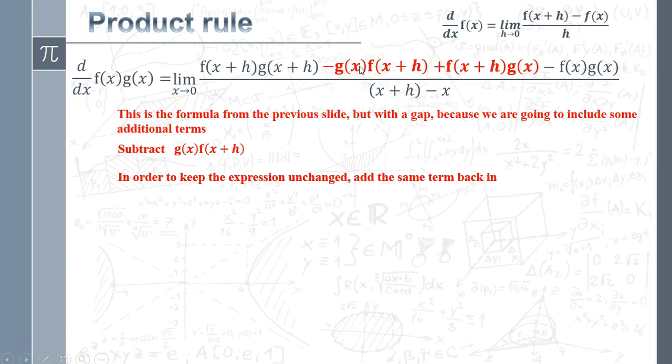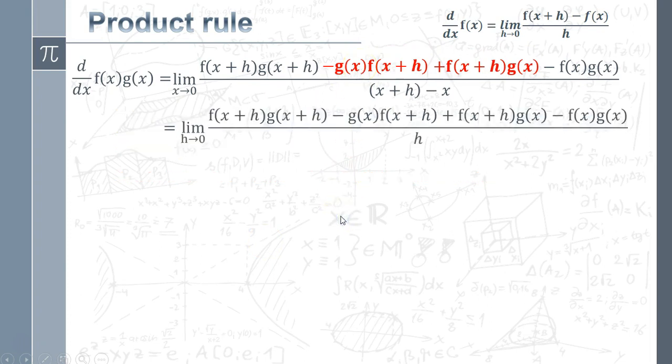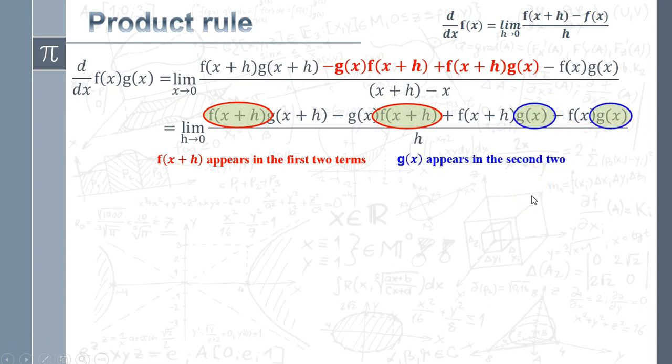So I haven't changed it. And you're thinking, what is he doing? Well, again, bear with me, it will all become clear. That is the same expression just written out without the red bits. Now looking at this, these first two terms both contain f of x plus h. And in the third and fourth terms, I've got g of x appearing as a common factor. So what I'm going to do is factorise.